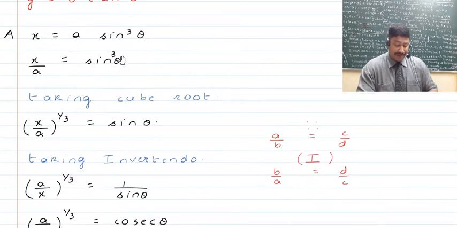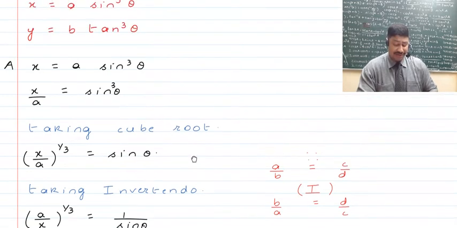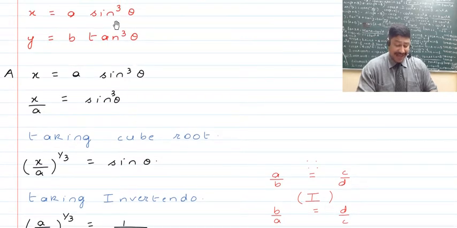Now further we will take cube root of both the sides, thus we have (x upon a) whole raised to the power 1 upon 3 will become equal to sine theta. Now since in any of the three square trigonometrical identities that we have, sine and tan don't come together, as such we will try and get the inverse of them, that is cosec and cot, which we know that cosec square theta minus cot square theta gives us 1.